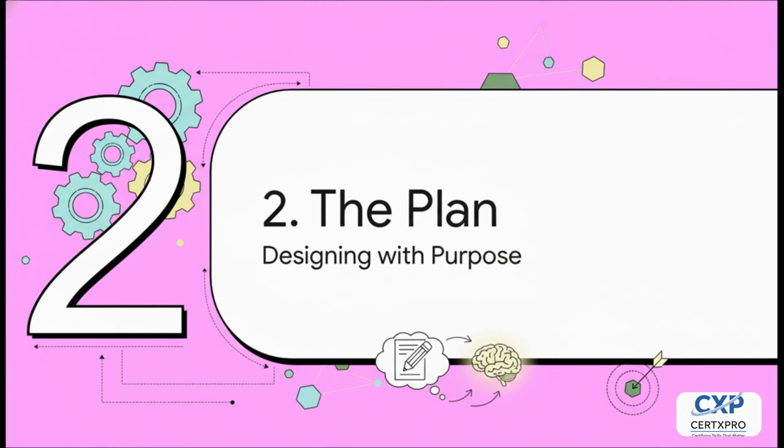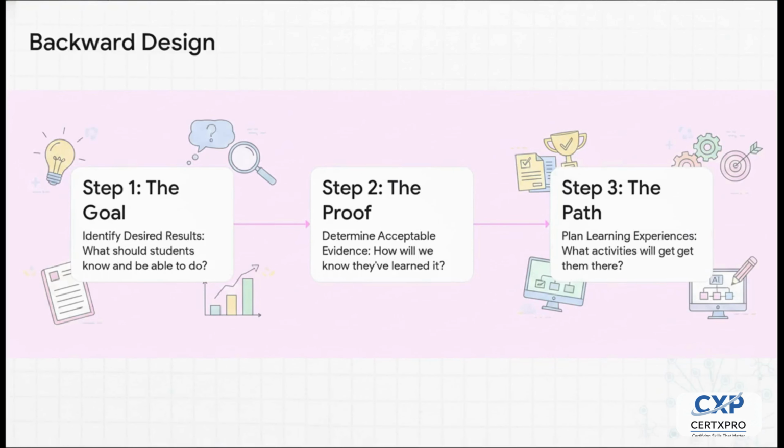Because honestly, the single biggest mistake we can make is starting with a cool, shiny new AI tool instead of our actual learning goal. And this is where backward design is an absolute game changer. It's a simple, powerful 3-step process. Step 1, start with the end in mind. What do you actually want your students to be able to do?